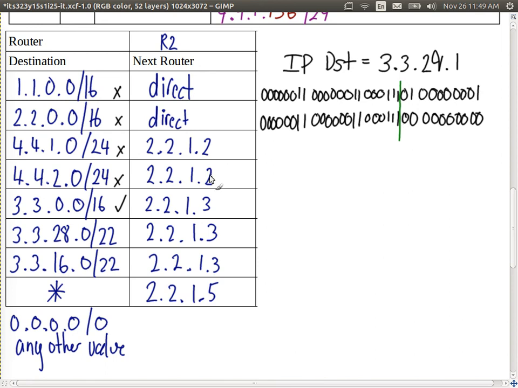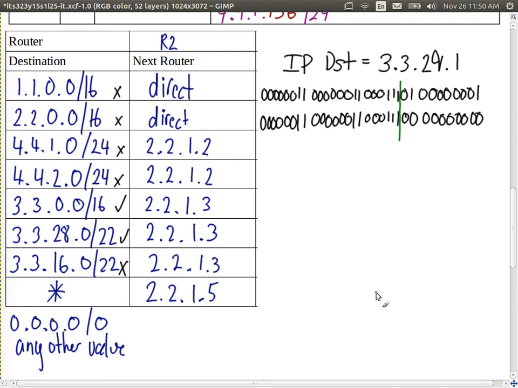The third one, does it match 3.3.16? Hands up for yes. 3.3.16 and 3.3.29. Do the first 22 bits match? Hands up for yes. Hands up for no. So the first 16 bits, 3.3, will match. 16 is equivalent to 0.0001 followed by four zeros. Compare that with three zeros and three ones, they'll be different. That would not match.